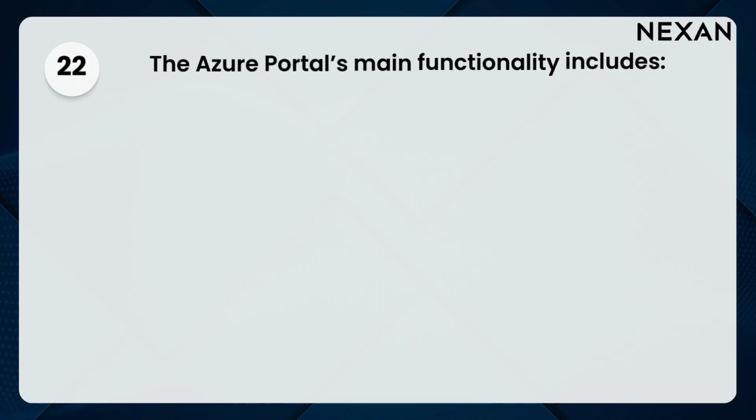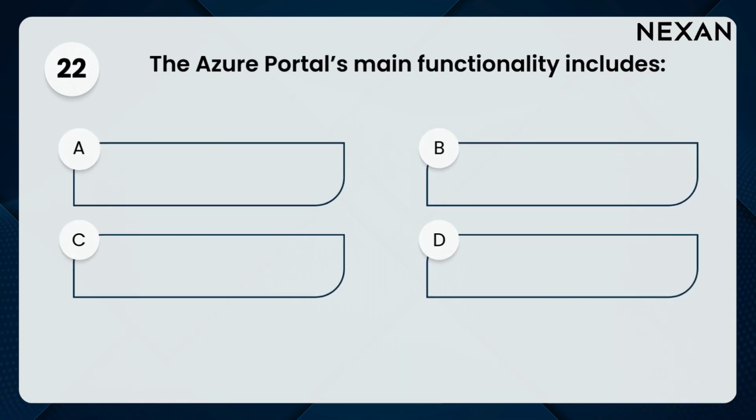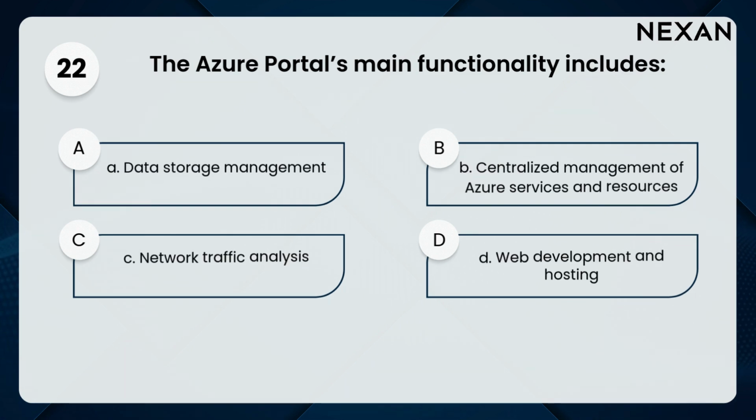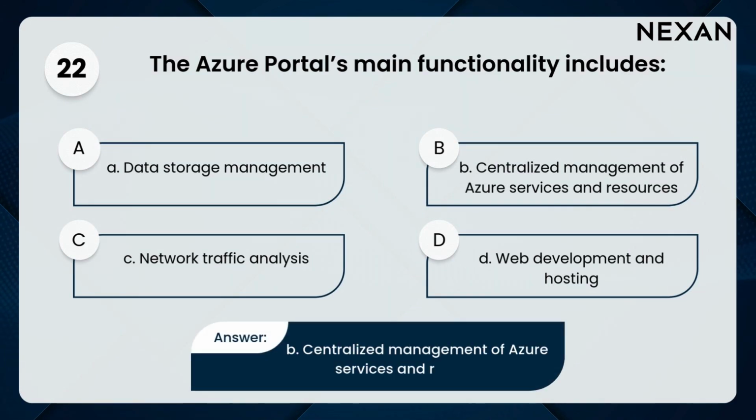22. The Azure portal's main functionality includes A. Data storage management, B. Centralized management of Azure services and resources, C. Network traffic analysis, D. Web development and hosting. Answer: B. Centralized management of Azure services and resources.